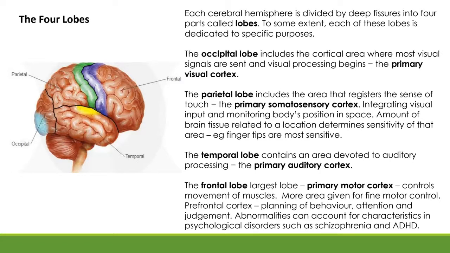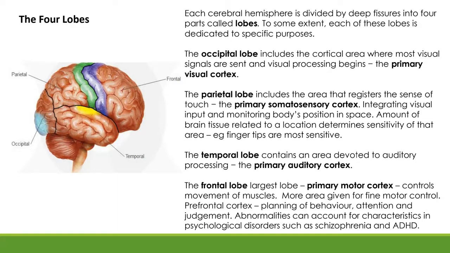The parietal lobe registers the area for touch. So the primary somatosensory cortex: information from touch comes in, goes through the relay station of the thalamus, and goes to this lobe, which tells us about what we're feeling. It helps us position our body. That's to do with our sense of touch. The temporal lobe, that's the other lobe, is where our hearing goes.